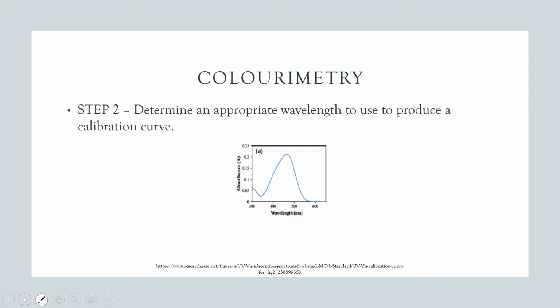What you then need to do is figure out an appropriate wavelength to actually use to make the calibration curve. So generally what that means is you'll put one of your standard copper solutions into the spectrometer, figure out what wavelengths absorb best. In this example here, we can see that the wavelength is being absorbed pretty highly at about 470, and that's what you would set your spectrometer to be emitting for the rest of the tests.